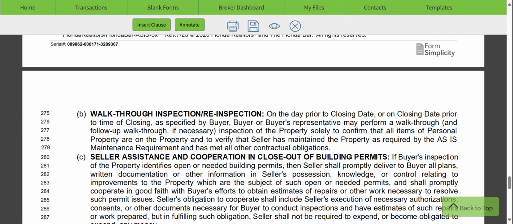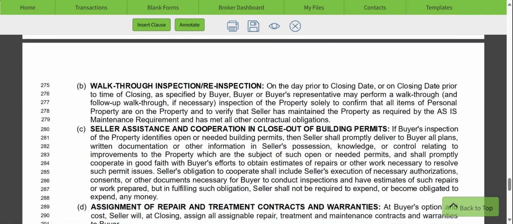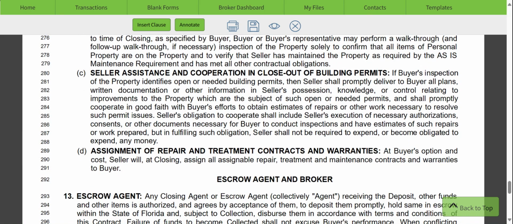Having taken the property as is, you still have the right to walk through the day of closing. Okay, to confirm that the maintenance requirement for the seller has been kept, meaning that there's no fire or flood that has destroyed the property even further, and that the items of personal property that were mentioned in the beginning of the contract as included do stay. Okay. The seller, of course, will have to cooperate, and so forth, if they have any plans or documentation in their control.